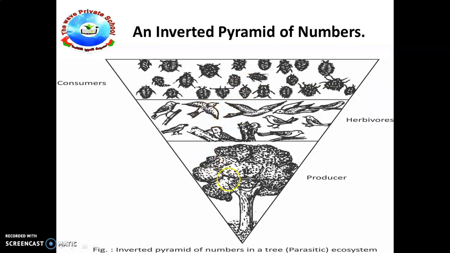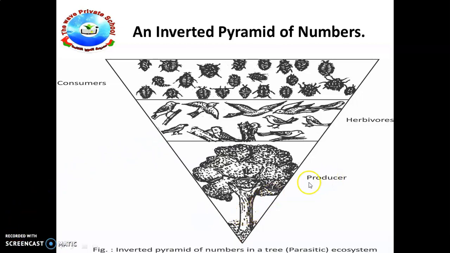Here you can see there is one, and here more than one, and the number of consumers is more than the herbivores. That is why this pyramid is in an inverted shape. So by this we can say it is an inverted pyramid of numbers.